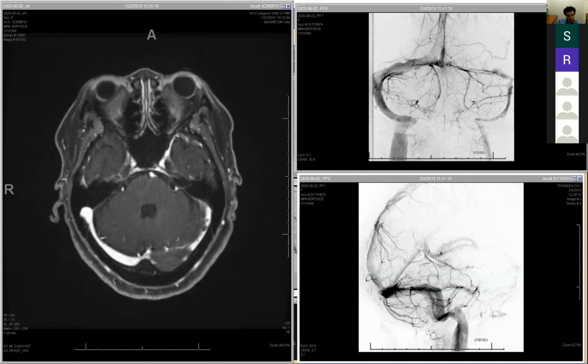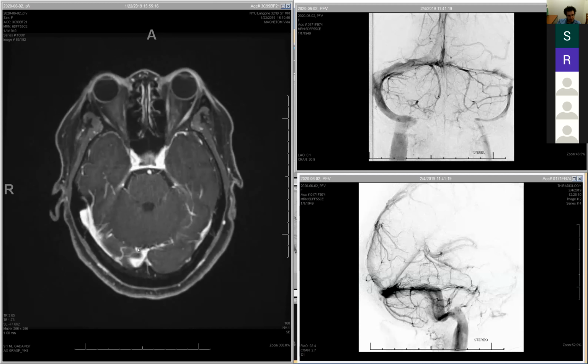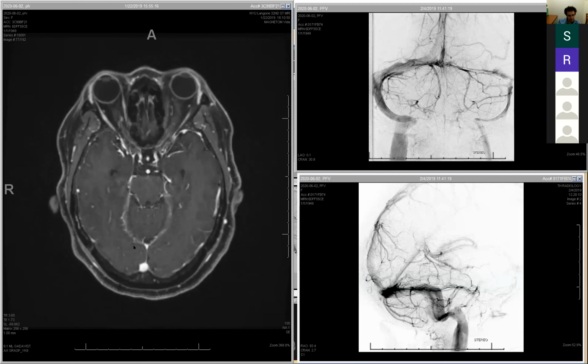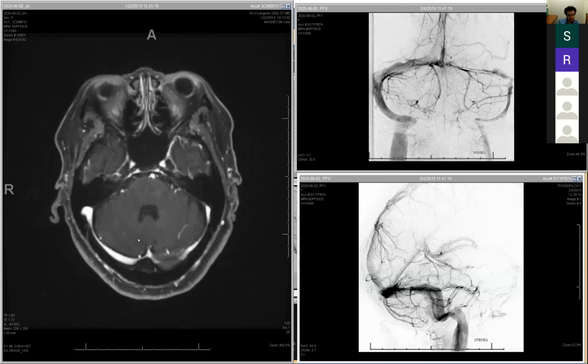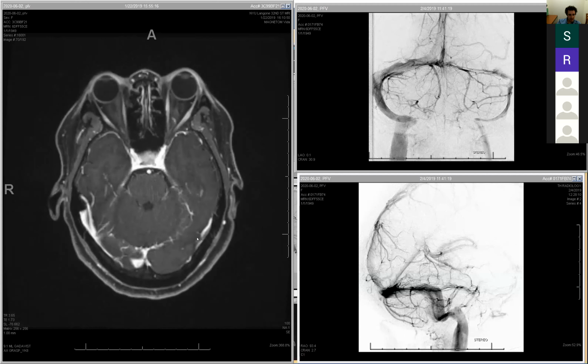And this one is considerably more so. Coming up here, coming up here. You see where this one inserts? It inserts basically on the tentorium. And so does this one. You see that? That's the appearance of the tentorial veins. That's how you can relatively easily pick them out on MRI.